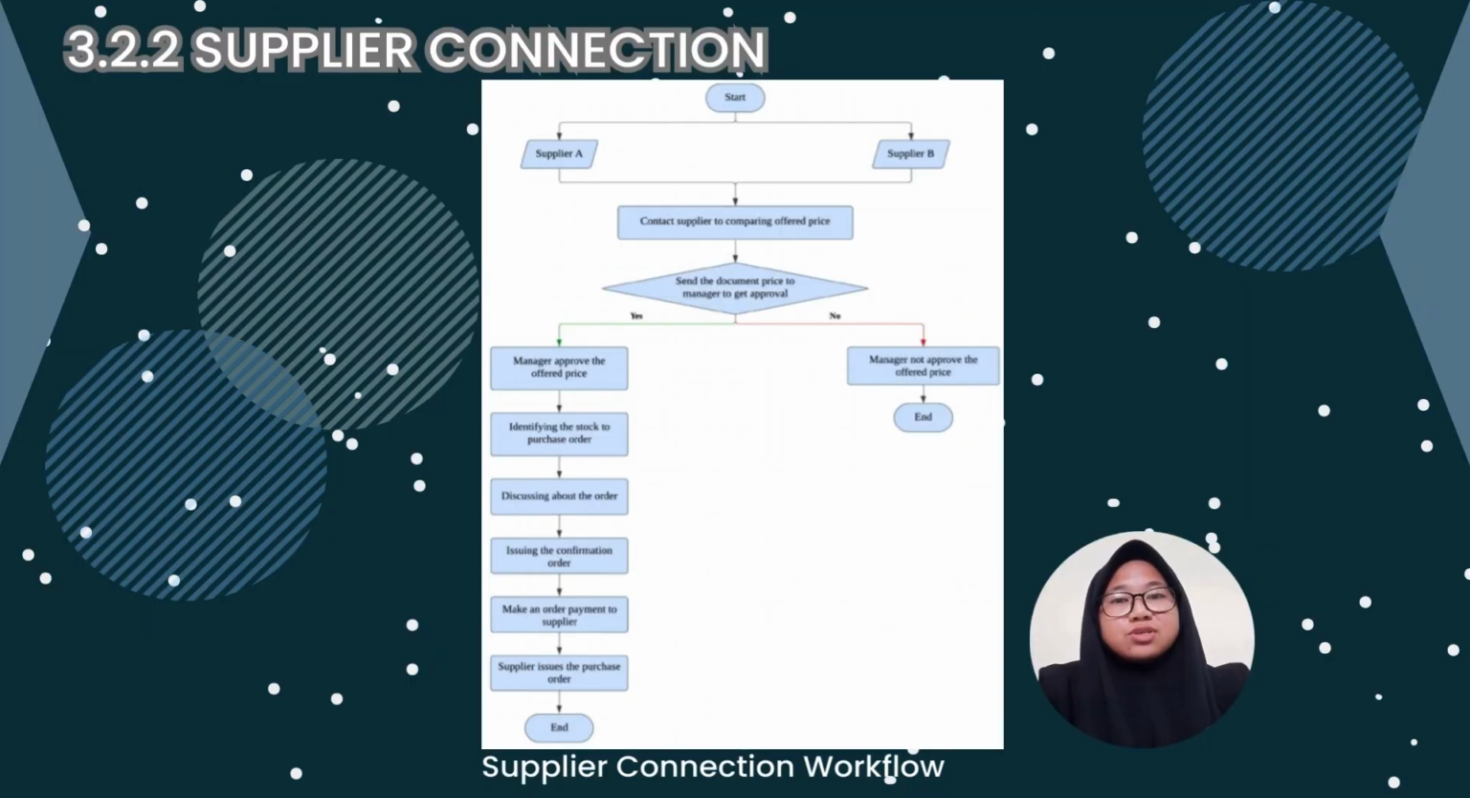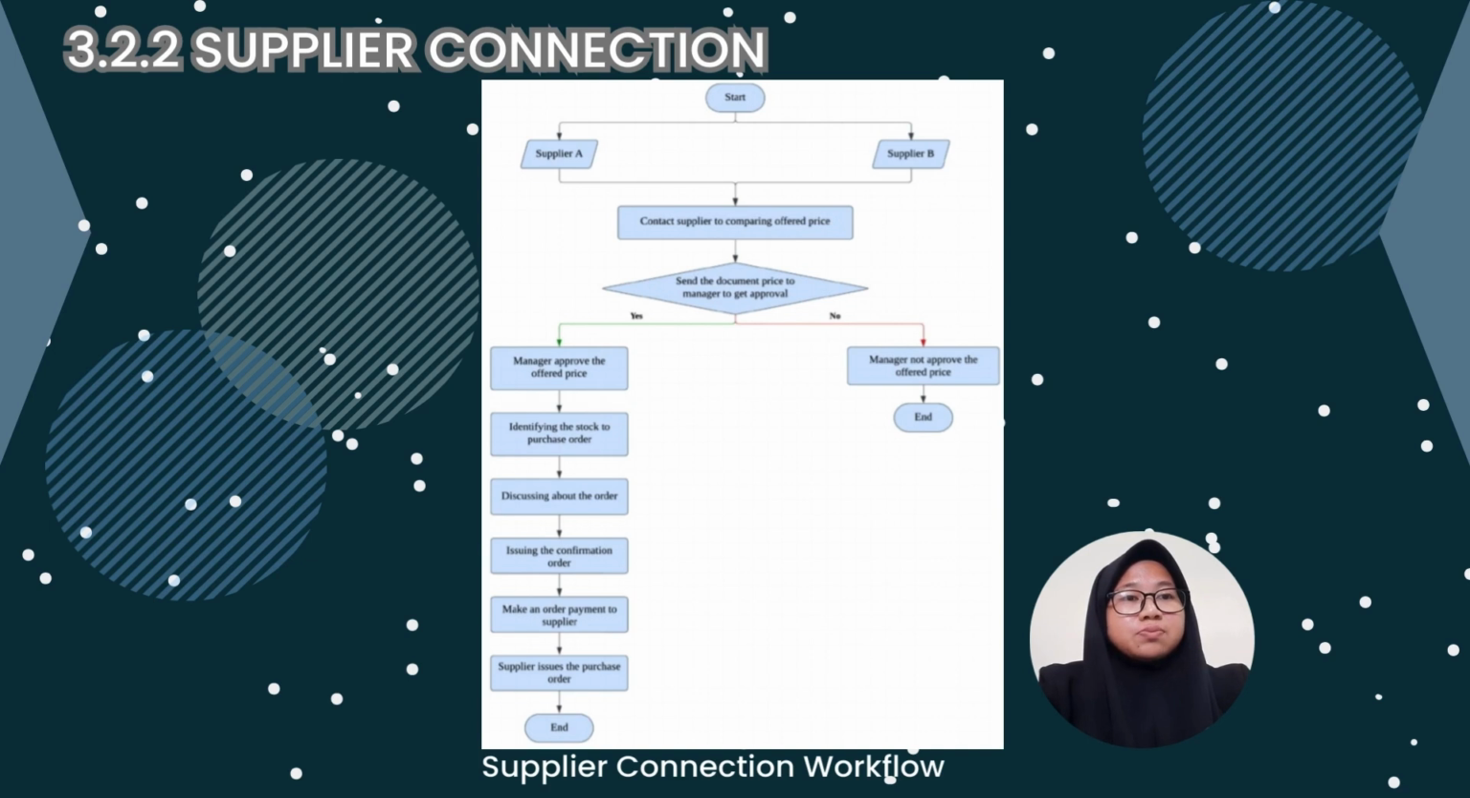Okay, next we go to the supplier connection. So first, the process will start, and then here we have two suppliers, which are supplier A and B, and then the merchandiser will call these two suppliers to compare which supplier will offer the lower price, and then the merchandiser will do the approval and send the price document to the manager to get approval.